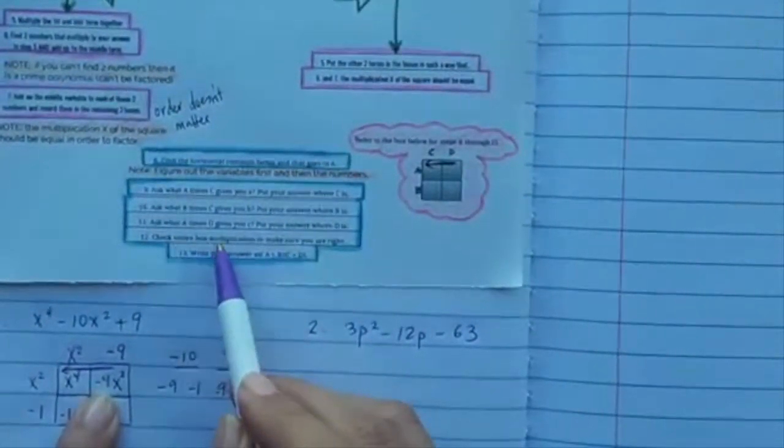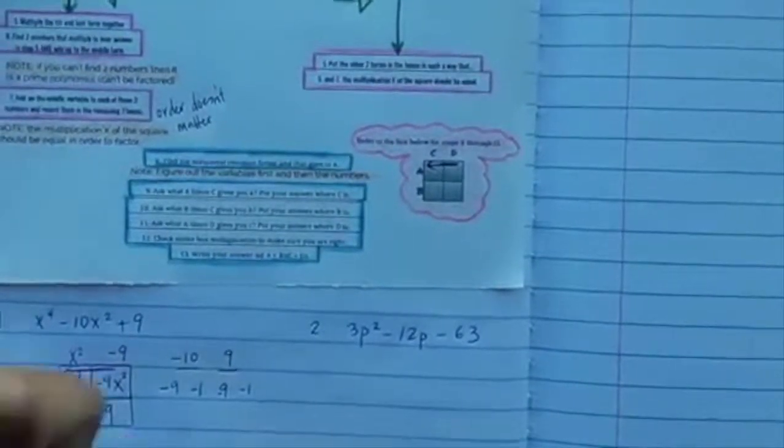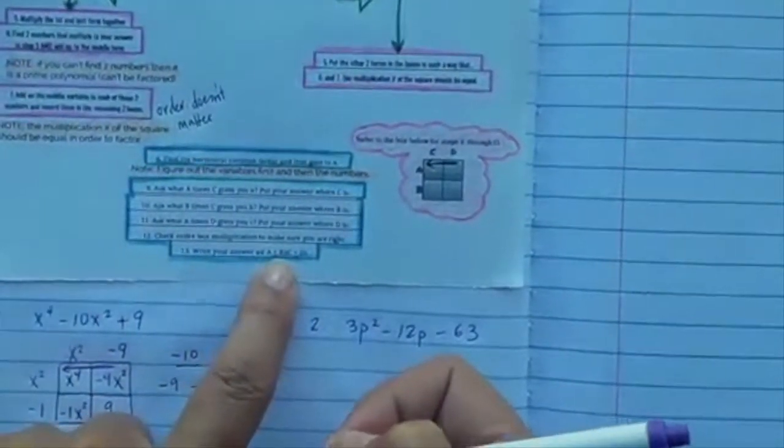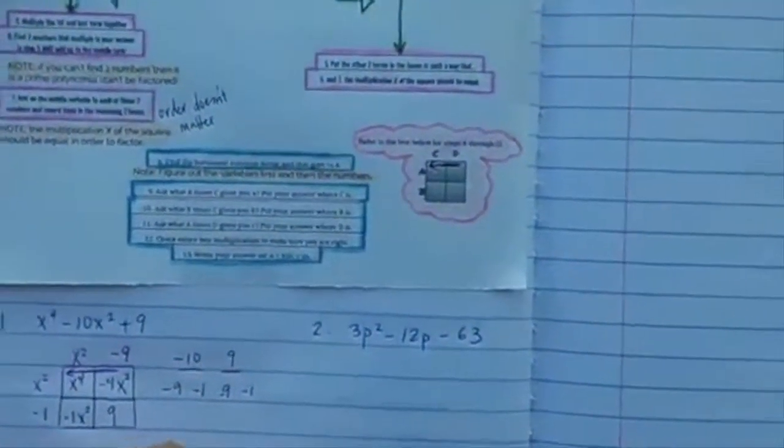Then check the entire box. Really just check that last one. Negative 1 times negative 9 is positive 9, so I did that correctly. And then the numbers where a, b, and c, d are, those are your answers. So x squared minus 1 and x squared minus 9 is your answer.